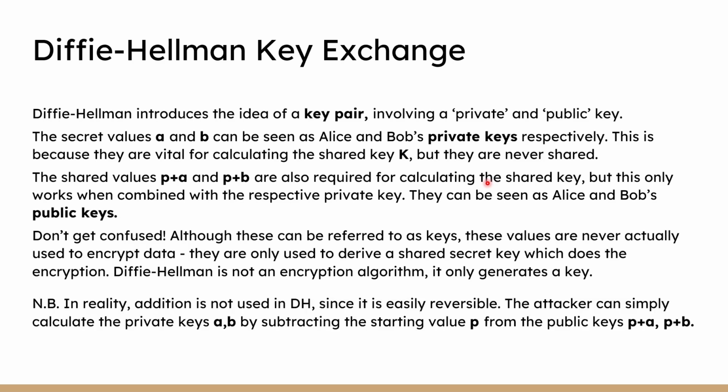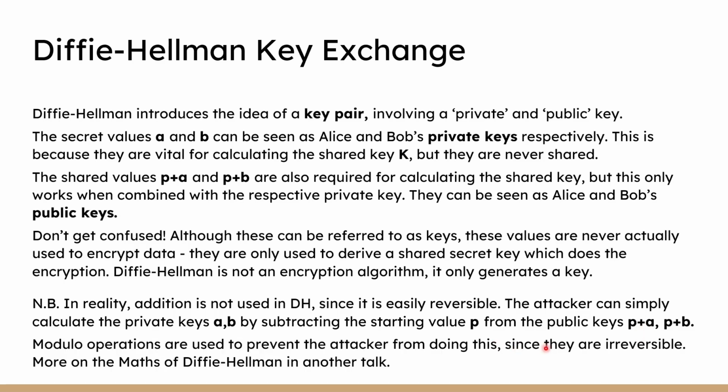Oh yeah, and about using addition, you would never actually use addition because an attacker can just get P and P plus A and just calculate A by subtracting P. So in reality, they use modulo operations, which are irreversible, but there's more on that in the Diffie-Hellman talk. I just wanted to cover the basic idea of how you have this idea of a private and public key, even though it's not technically encrypting the data. So just keep that in mind.